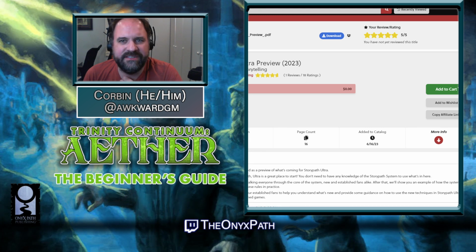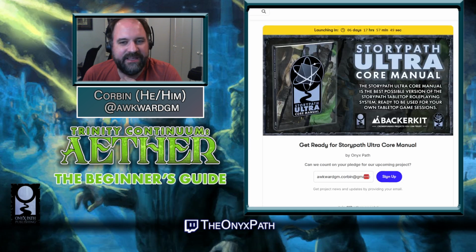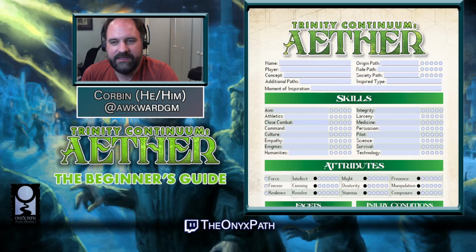But Storypath Ultra is not why we are here. In fact, Storypath Ultra is not what Trinity Continuum Aether is using. Instead, we are using Storypath Basic. Now let me just transfer over to this here, and if I change the window over here, this is our lovely character sheet that we're going to use for Trinity Continuum Aether.